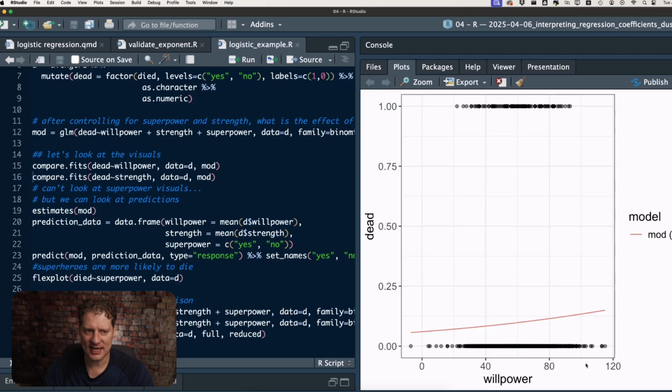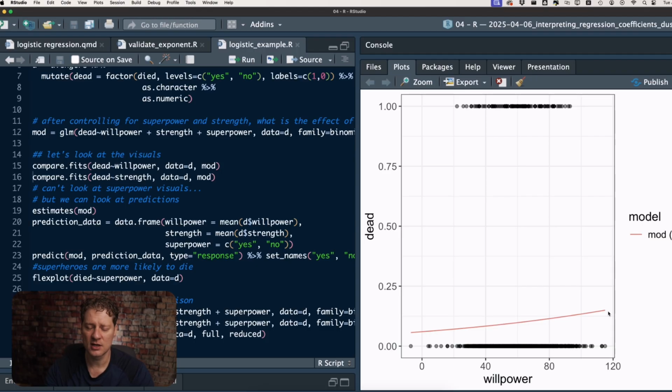and we look at a logistic plot like this, we see that in the red, that's what the model is proposing. So it seems to suggest that as your willpower increases, your probability of being dead at the end of the battle increases, but never reaches above 25%.